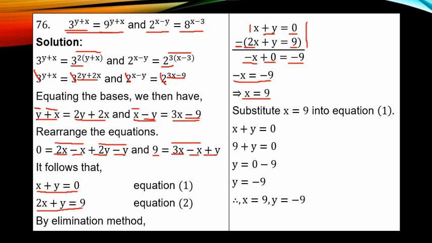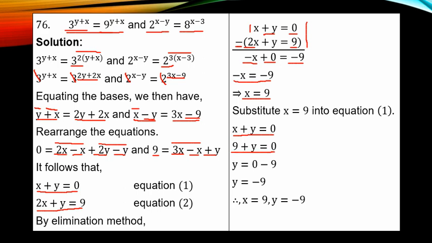To get y, you substitute the value of s equal to 9 into any of the equations. So let's take equation 1. That is s plus y equal to 0. Where you are seeing s, you put 9. That is 9 plus y equal to 0.